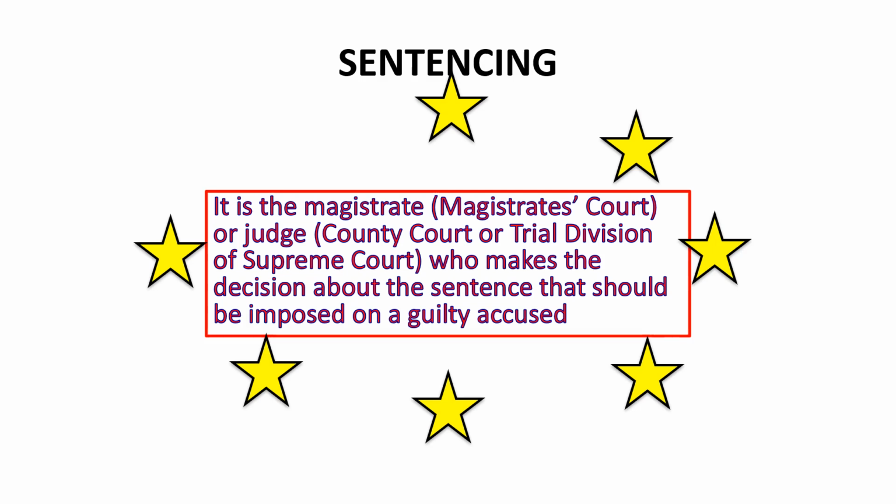In both of these cases, the judge will decide the sentence that is to be imposed on the accused after holding a sentencing hearing where both the prosecution and the accused make submissions to the judge about the sentence that should be imposed on the accused. Note that a jury never decides the sentence that is to be imposed on an accused. This is solely the role of the judge.